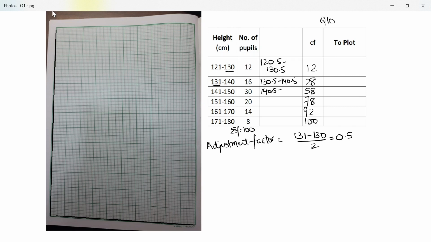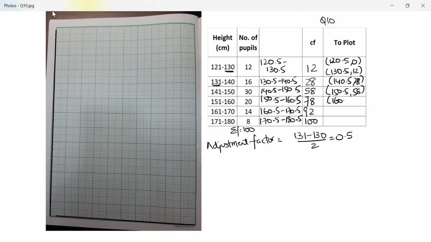Next is 140.5 to 150.5. This is 150.5 to 160.5, 160.5 to 170.5, 170.5 to 180.5. Next, what do I need to plot? The first one is from the x-axis, so 120.5, 0. This is 130.5 with 12, 140.5 with 28, 150.5 with 58, 160.5 with 78, 170.5 with 92 and 180.5 with 100.